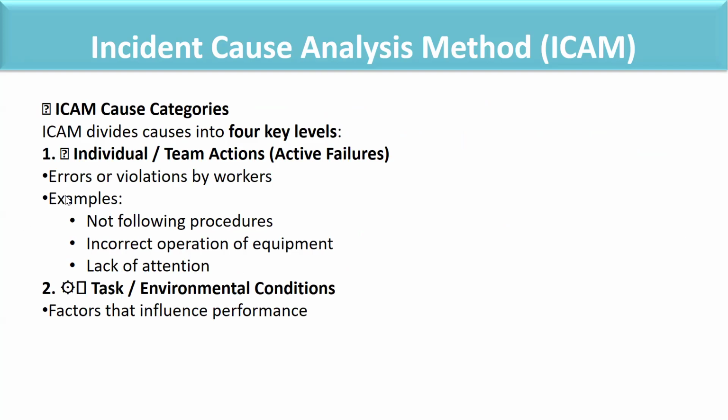Now, ICAM cause categories. ICAM divides causes into four key levels: individual, team actions, active failure. Now, error or violation by workers. Examples: not following procedures, incorrect operation of equipment, lack of attention. Why do we have all these? Because there is no proper teamwork in the organization.